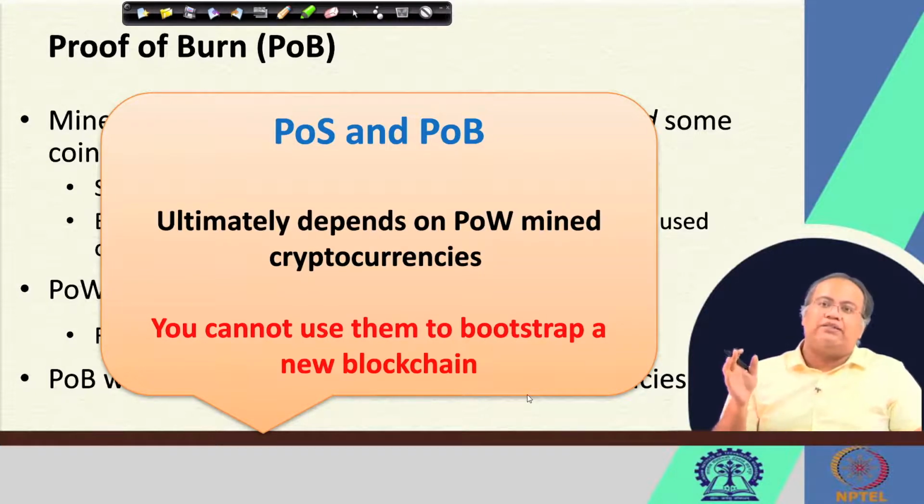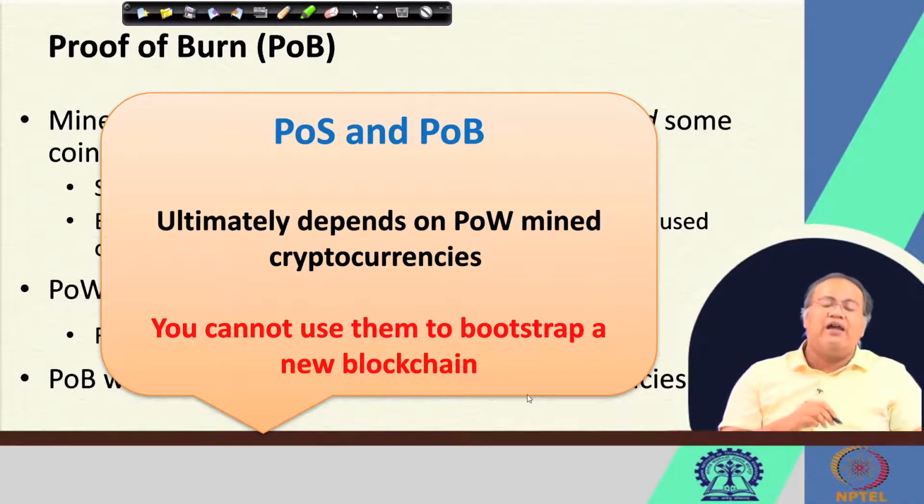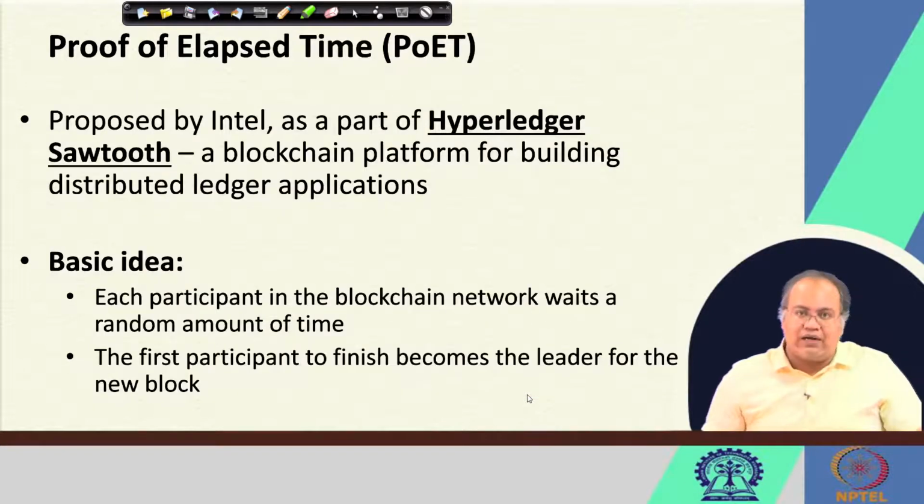You cannot simply start an open blockchain network with proof of stake or proof of burn. You need to first start with proof of work, and eventually you can move to proof of stake or proof of burn. So in that context, some other consensus mechanisms have been proposed. One of them is proof of elapsed time or PoET. Proof of elapsed time was proposed by Intel as a part of Hyperledger Sawtooth, which is a blockchain platform for building distributed ledger applications.